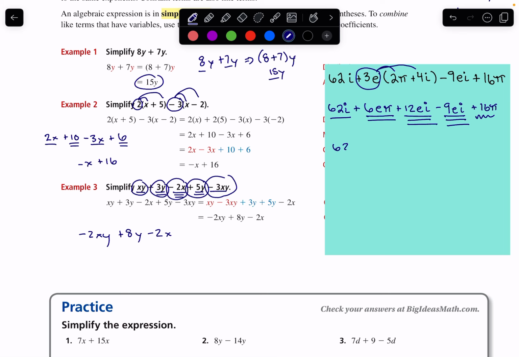So 6 2i plus 6e pi, 12 ei's minus 9 ei's, man, this is a tongue twister here, is 3 ei's, and then I'm left with 16 pi. And that's as simplified as it gets, unless you want to turn all of these things into decimals and start combining ugly decimals together. But that's not part of the lesson today.